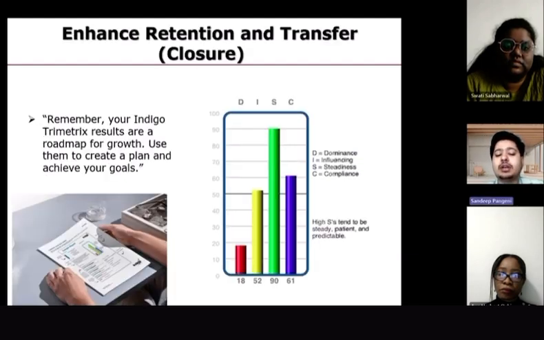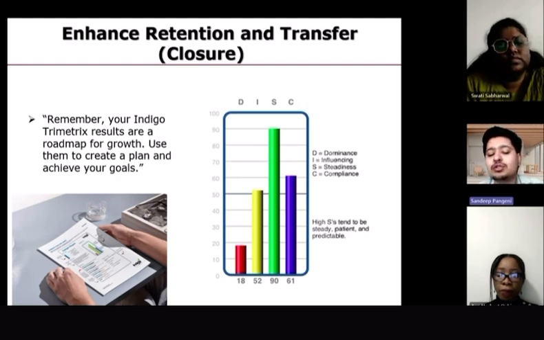So let's talk about ensuring retention and transfer. To make sure the knowledge sticks, we closed the session by reinforcing how these insights can be used beyond the training. We reminded participants that their Indigo Dramatics report is not just a test, it's a roadmap to personal and professional growth. We encouraged them to create an action plan based on their results, to stay focused on their development goals. The goal was to make sure they left not just with the knowledge, but with a plan they could actually follow.